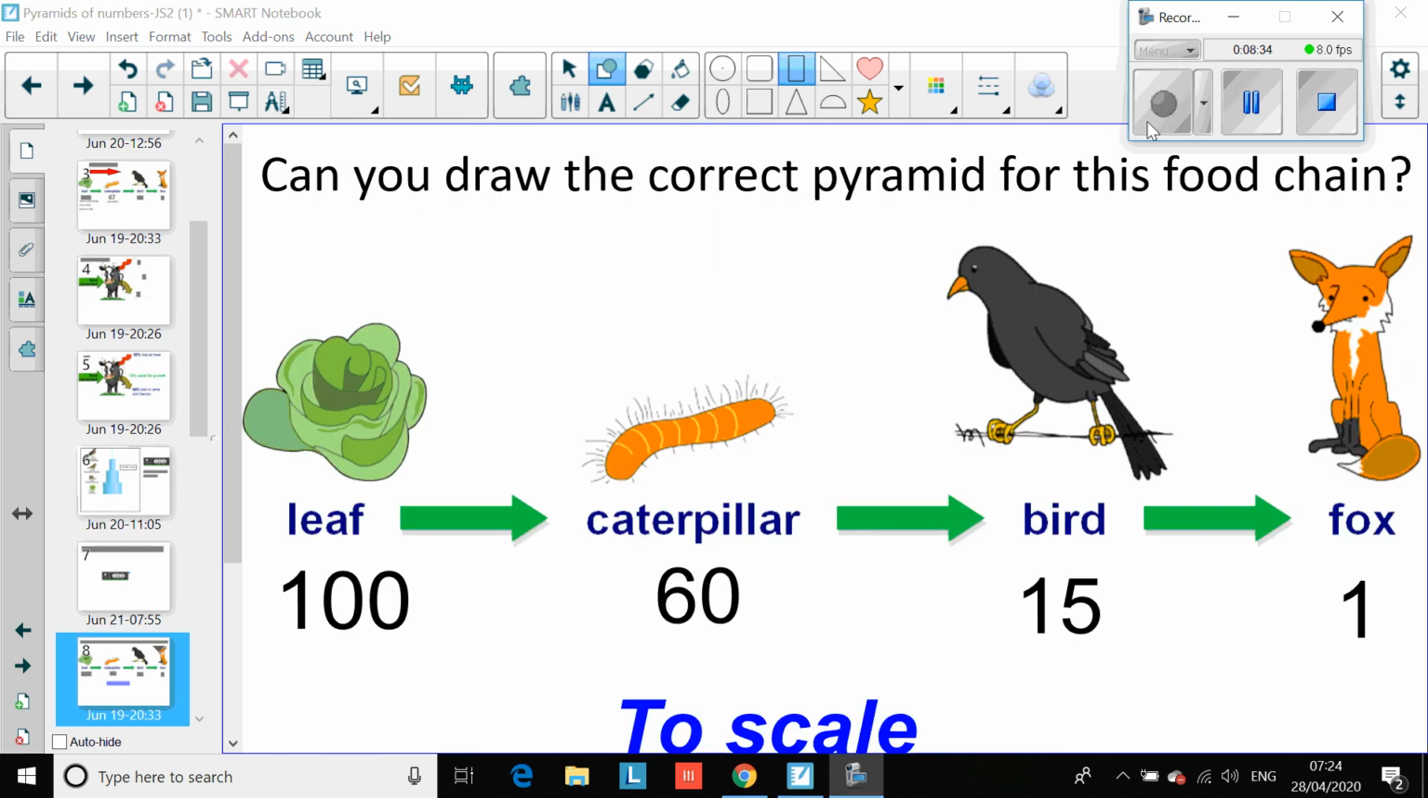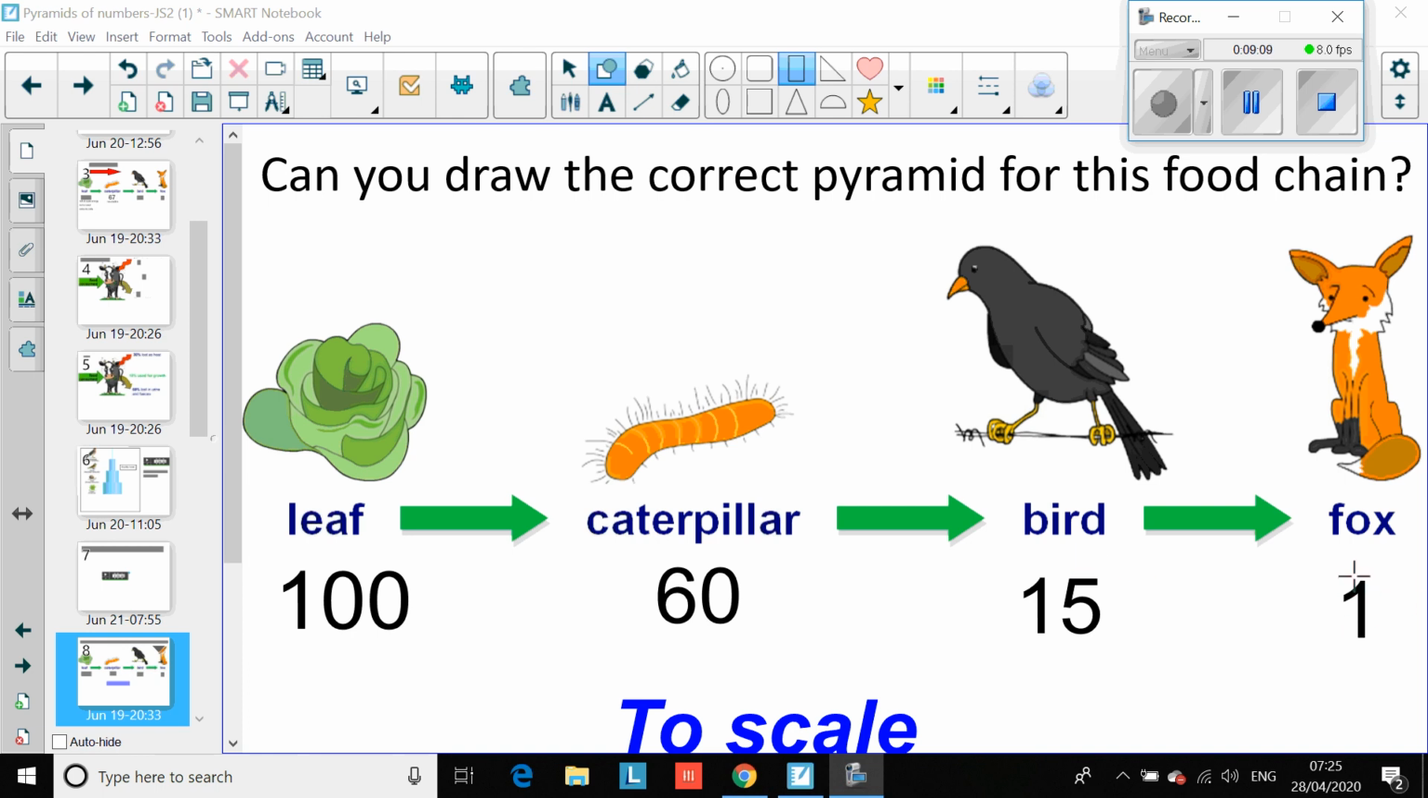Okay, so we're going to have a little bit of practice drawing a pyramid of numbers for this. Okay, so what we're going to try and do is show what the numbers are. So these numbers here actually represent not necessarily energy, but in this case the number of individuals. So what that means is a crop of 100 lettuce leaves can support 60 caterpillars, which in turn can support 15 birds and 1 fox.